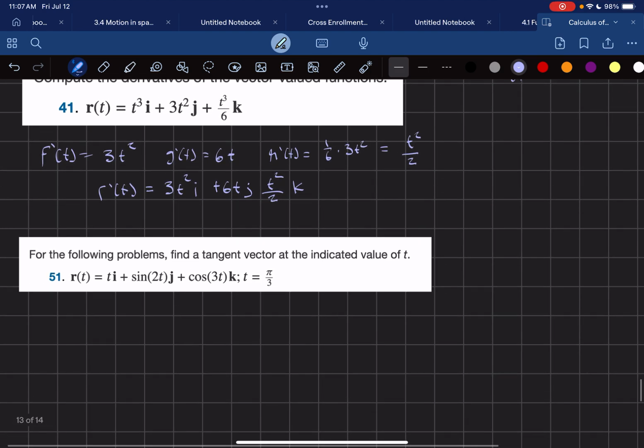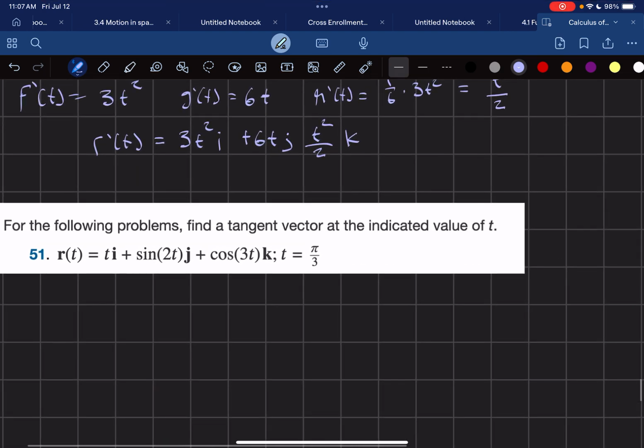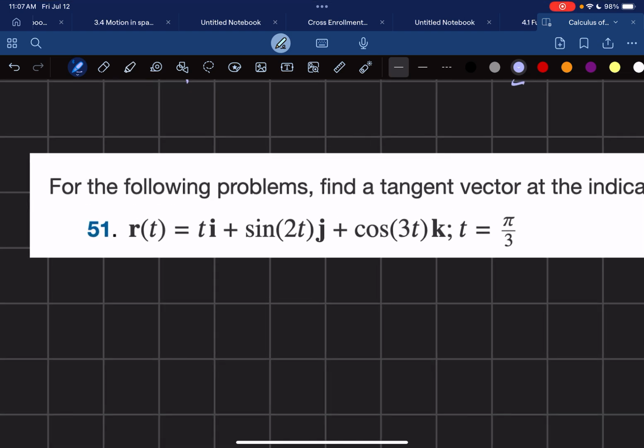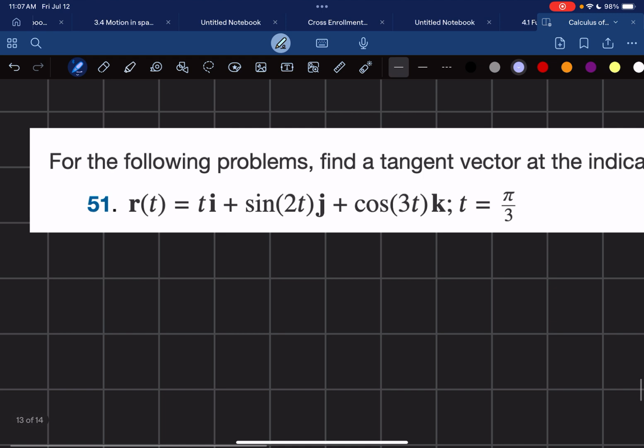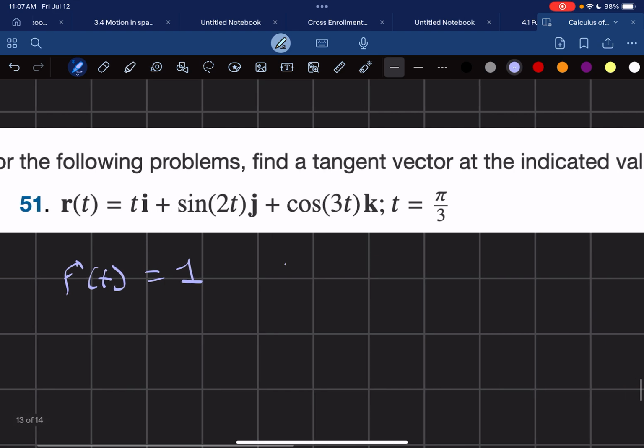Okay, next question is, for the following problems, find a tangent vector at the indicated value of t. So this is just our vector r of t. So we're supposed to find the tangent vector. We're supposed to find the derivative of this vector function. So again, we would do f prime of t. That would just equal 1. And then g prime of t.